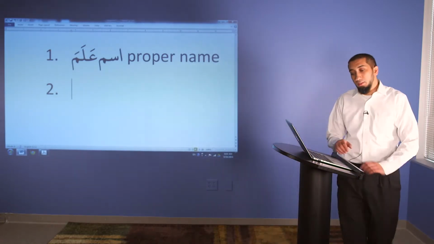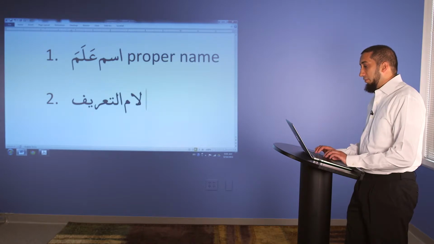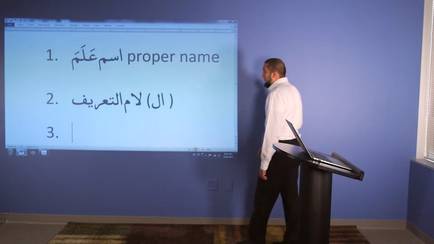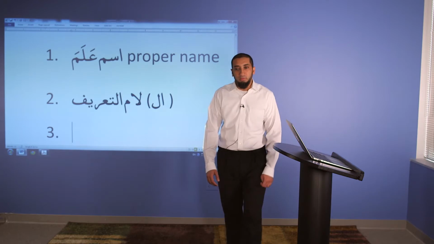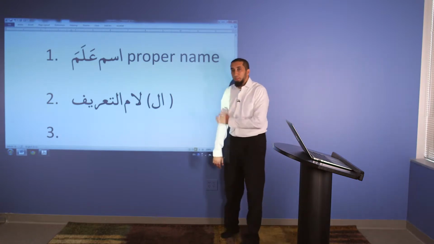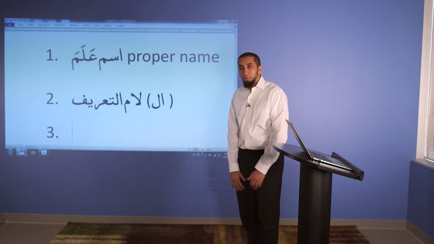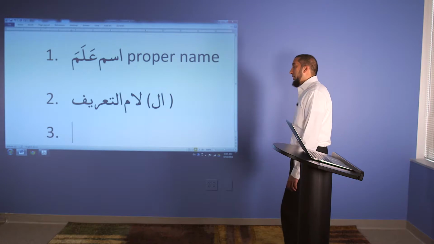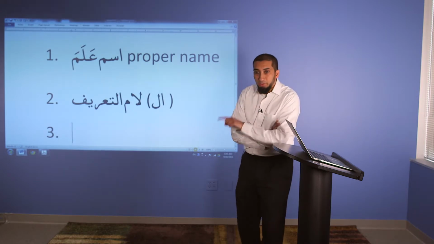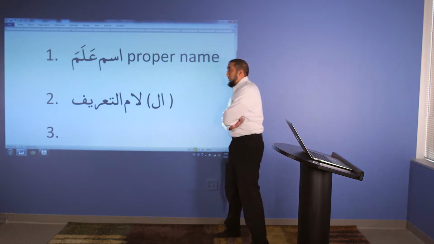The second is lam at-ta'rif. Lam at-ta'rif just means alif lam. If you don't know the Arabic terminology, it's okay. It'd be nice to know, but it's not a super crazy requirement. But since you are getting a little more advanced, I'd rather give you the Arabic terms so that inshallah eventually we can have a more intelligent conversation without having to use much English when I'm explaining Quran to you. So when I say lam at-ta'rif, I'm saying alif lam. So ism alam, lam at-ta'rif.